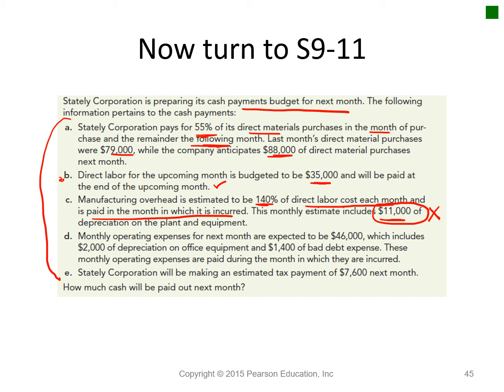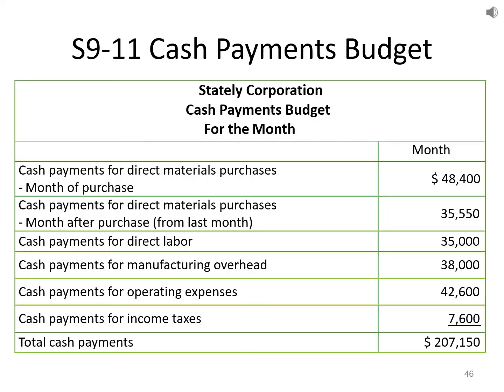They then tell you that the operating expenses for the next month are expected to be 46,000. They include again 2,000 of depreciation on office equipment and $1,400 of bad debts expense. They're telling you this because these are non-cash items, so you don't need those. It says these monthly operating expenses are paid during the month in which they are incurred. Finally, they tell you that they're going to make some tax payments of $7,600 for the next month. The question is how much cash will be paid next month.